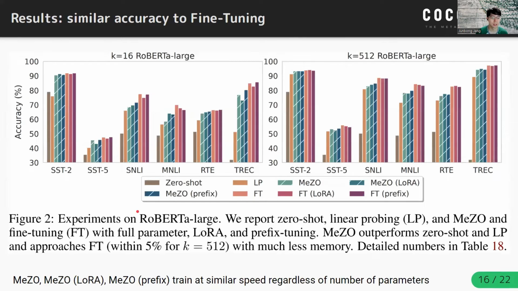And this is for another experiment where they trained a relatively smaller model, RoBERTa-large. You can see that again, MeZO is similar to the fine-tuning method in terms of accuracy. You can see that regardless of using MeZO, MeZO LoRA, or MeZO prefix, the performance is similar. And the authors also mentioned that they train at similar speed regardless of the number of parameters, which is interesting.